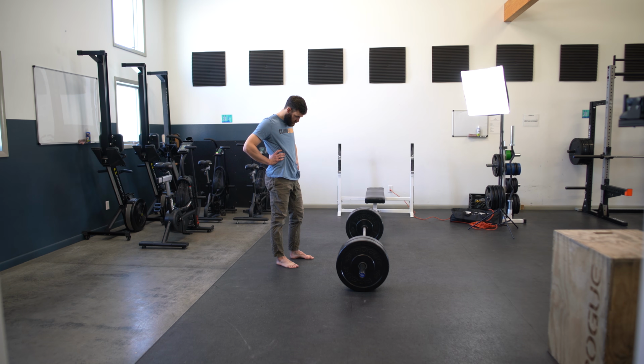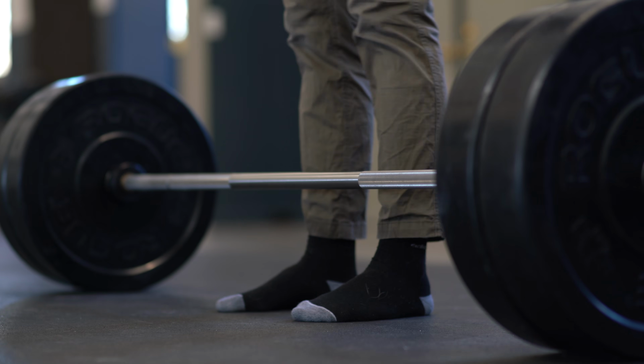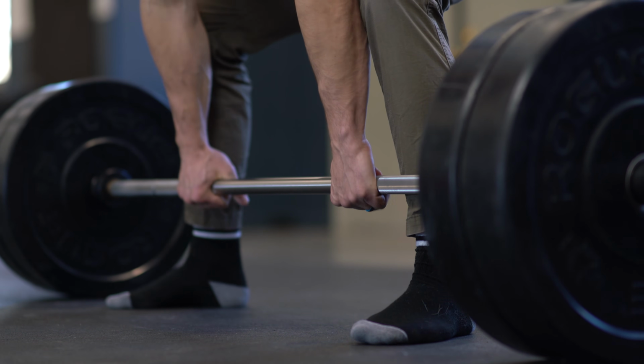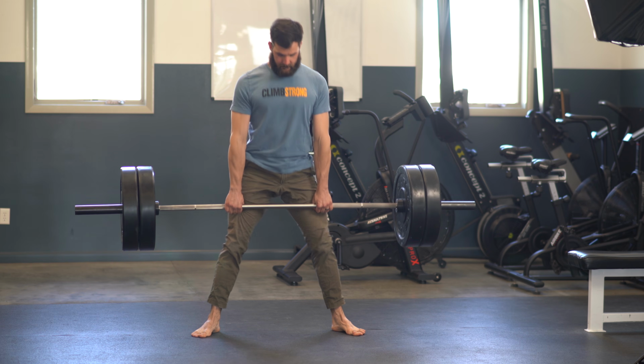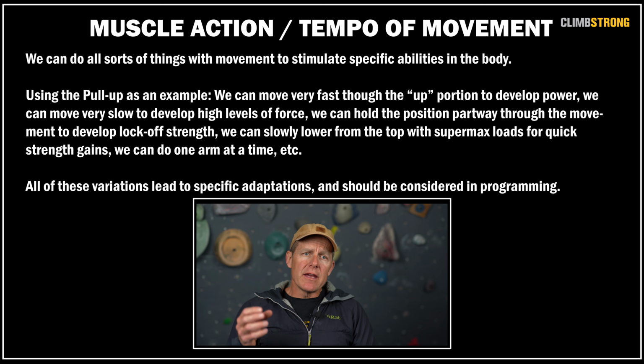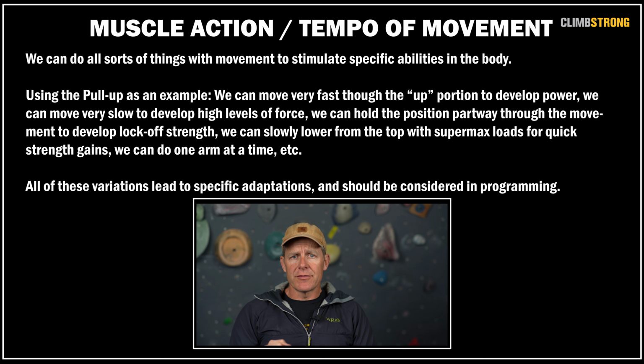The fourth criteria is the tempo of movement or the muscle action. We want to think about, am I going to move slowly in this exercise in order to develop control? Am I going to move explosively in this exercise in order to develop the ability to execute more powerfully? If we are trying to develop our ability to hold lock-offs, to hold positions, keep our hips in, things like that, we might design the session so that we're moving more slowly in many of the exercises.